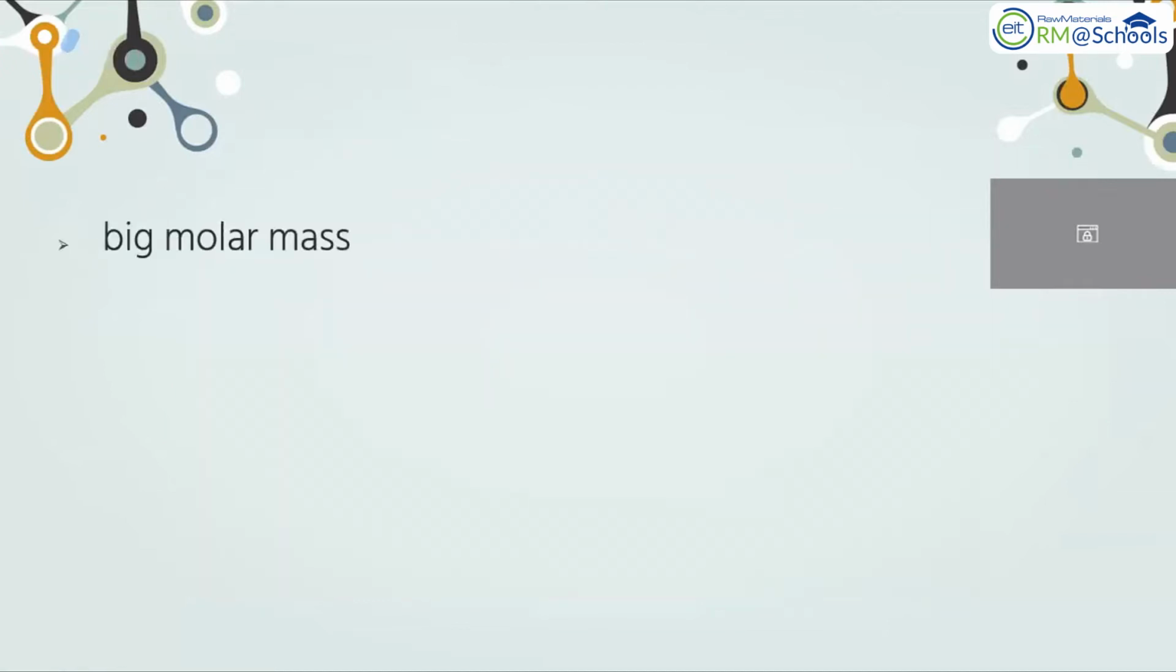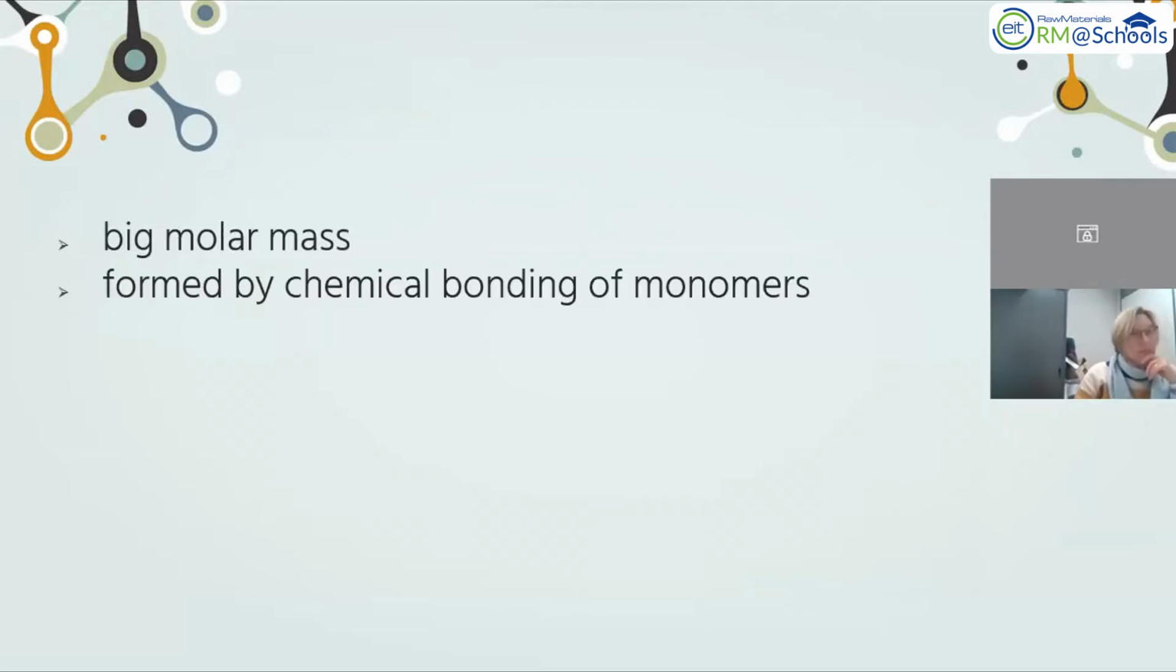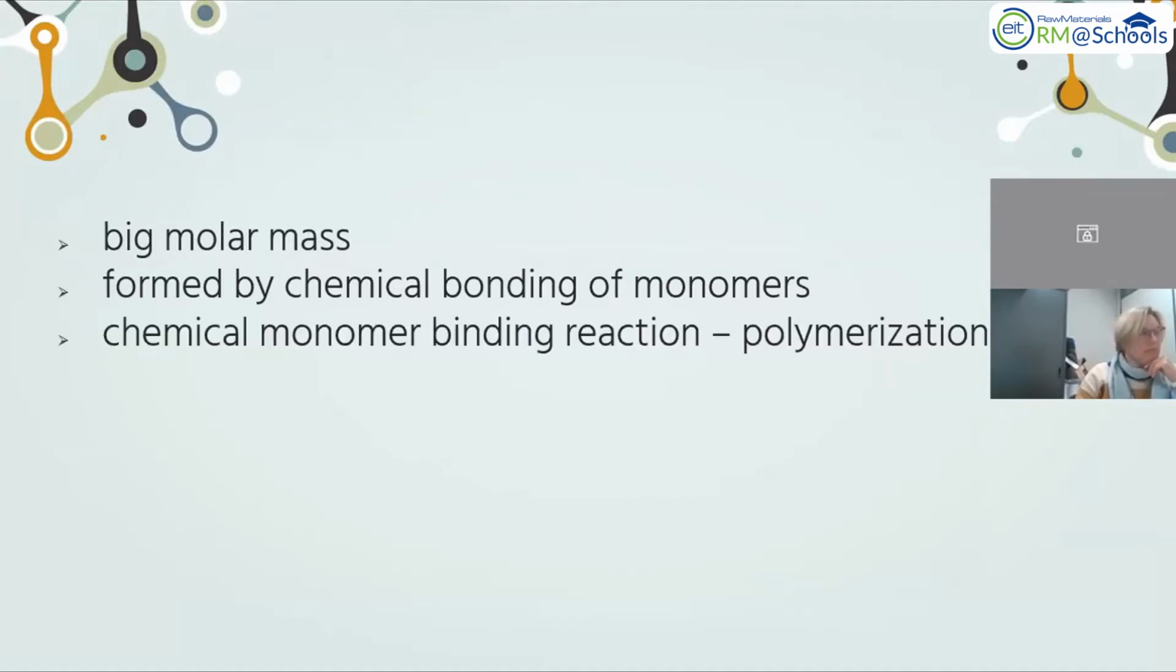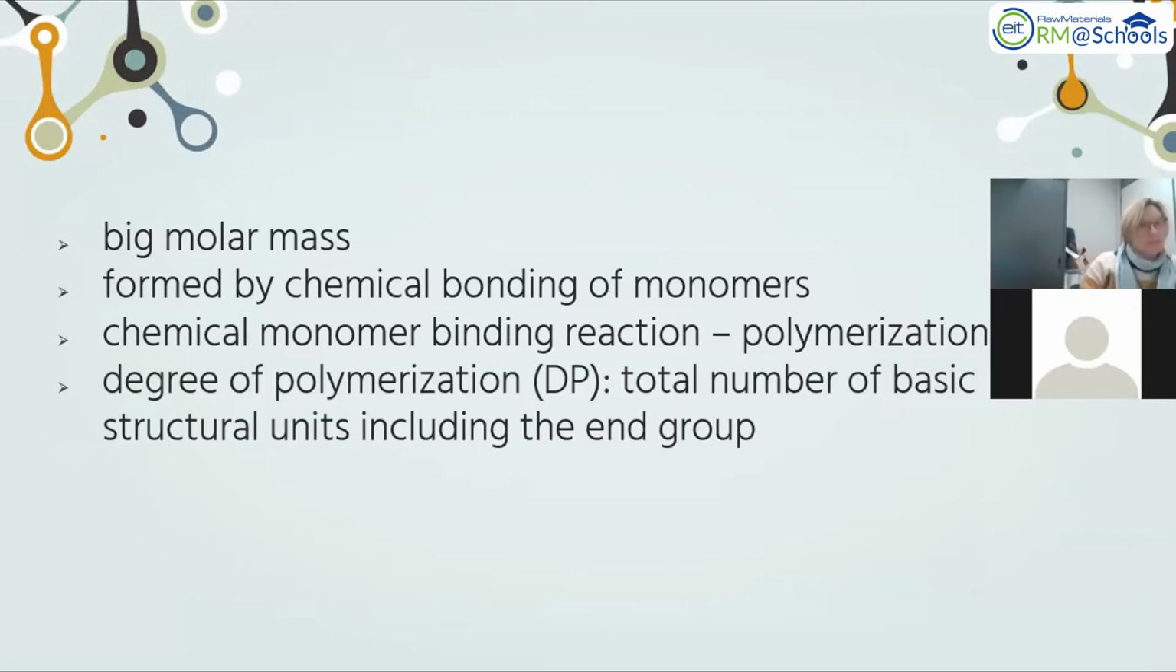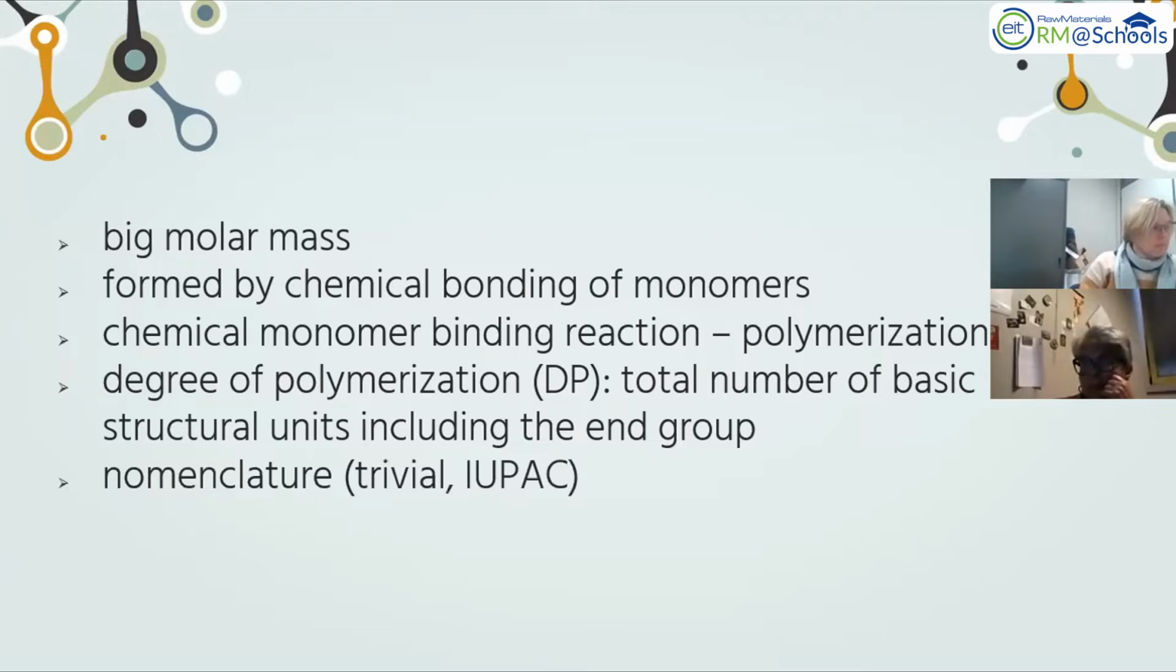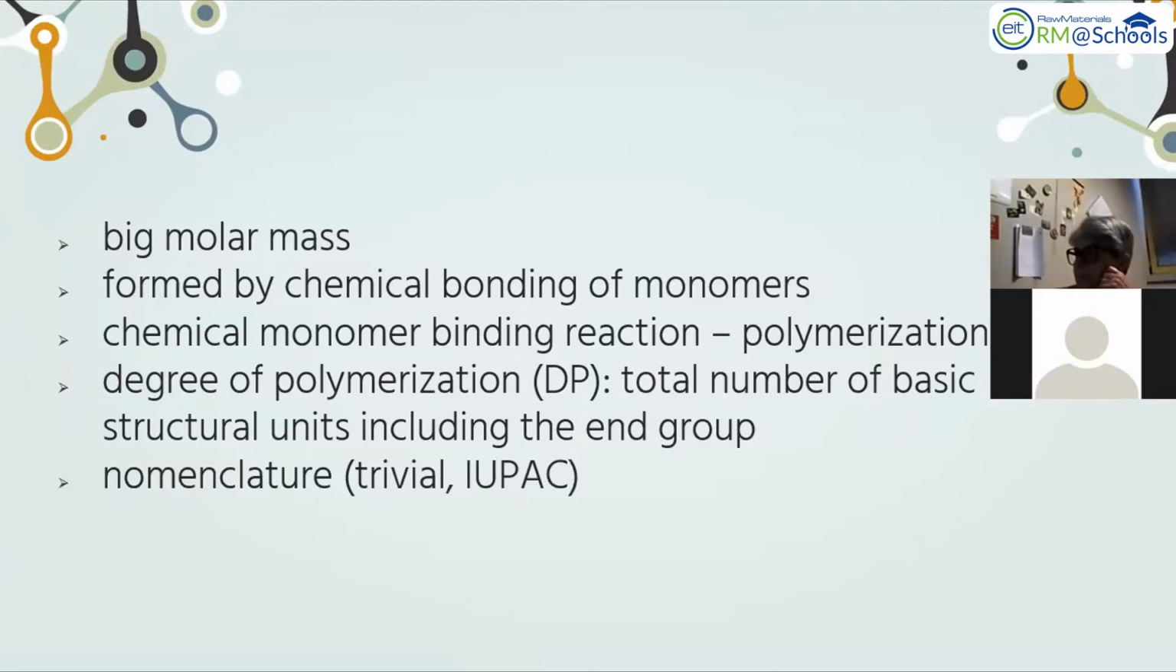Now we will talk about some properties of polymers. They have big molar mass and they are formed by the chemical bonding of small molecules called monomers. The reaction is called polymerization. In the polymerization reaction, the monomers are covalently bonded. And we have one important term, the degree of polymerization. Degree of polymerization is the total number of basic structural units, including the end group.